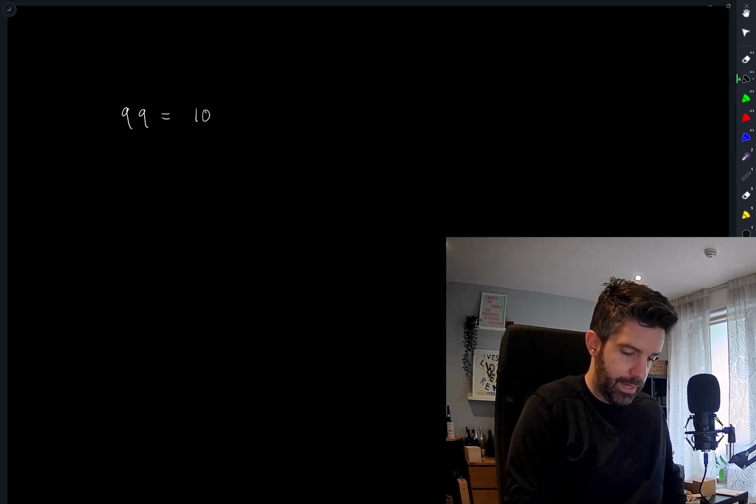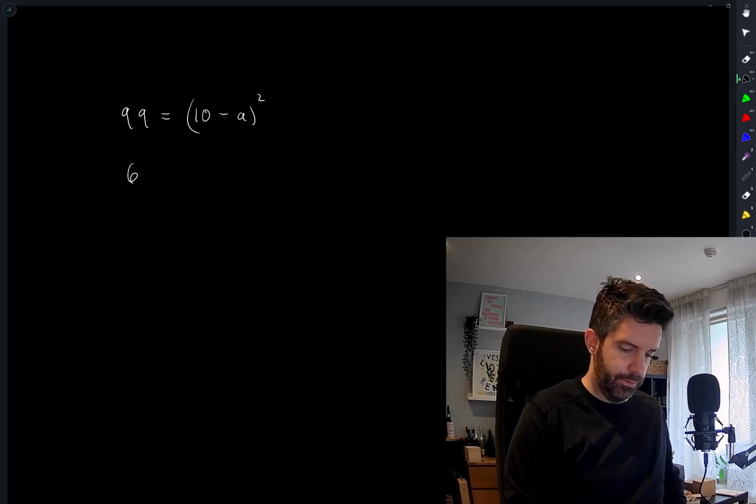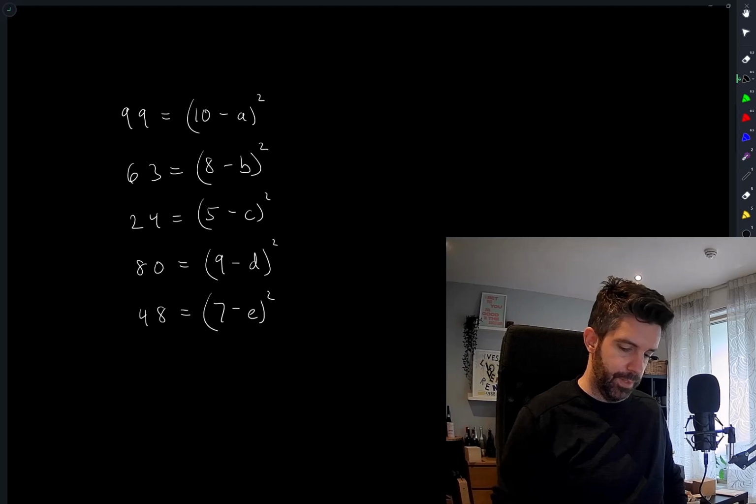99 is equal to 10 minus a squared. I have 63 is equal to 8 minus b squared. 24 is equal to 5 minus c squared. 80 is equal to 9 minus d squared. And 48 is equal to 7 minus e squared.